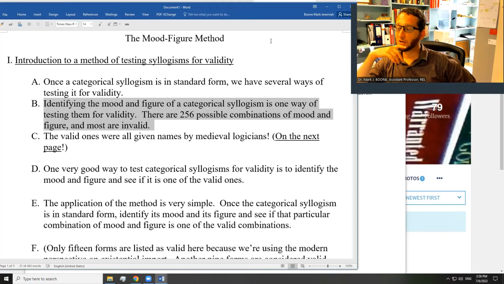The mood is whichever of AEIO is the form of the first premise, whichever of AEIO is the form of the second premise, and whichever AEIO is the form of the conclusion. AAA, EEE, EIO, OEI, AOO, IAI, etc., etc. Those are our different moods.